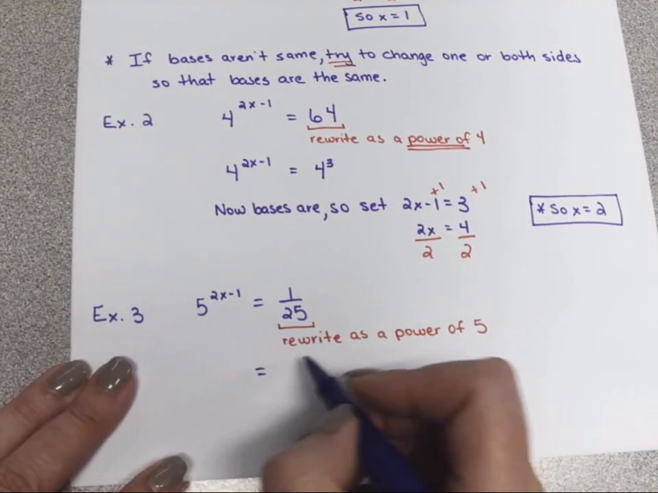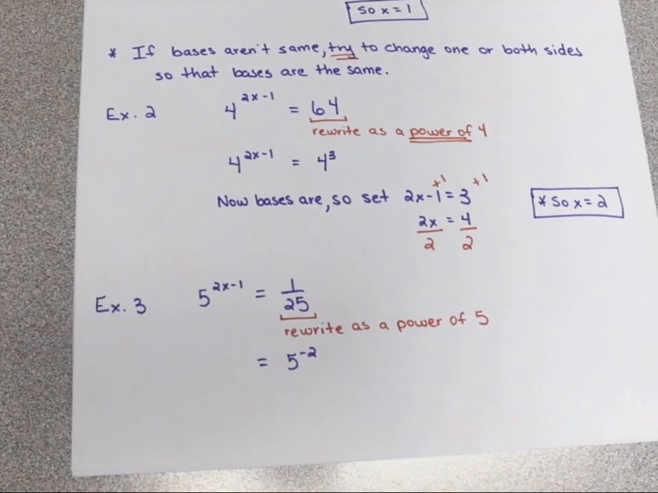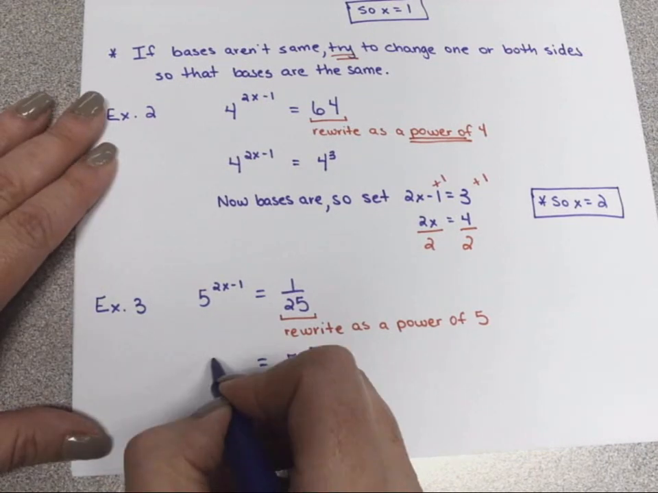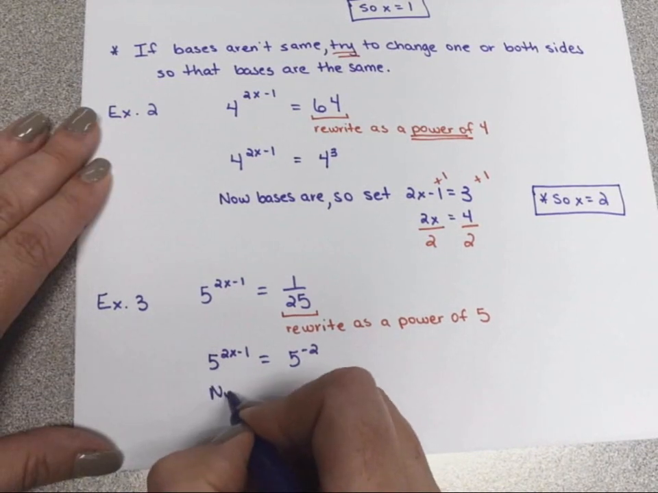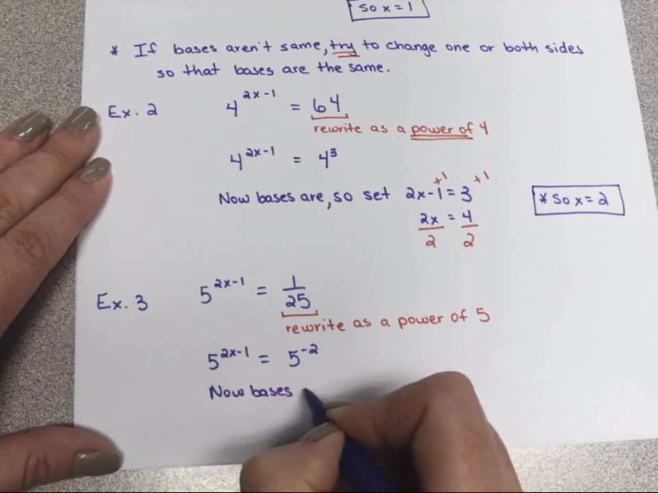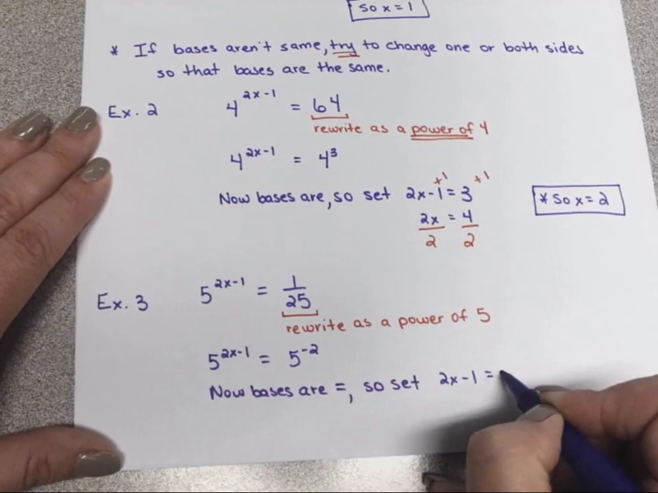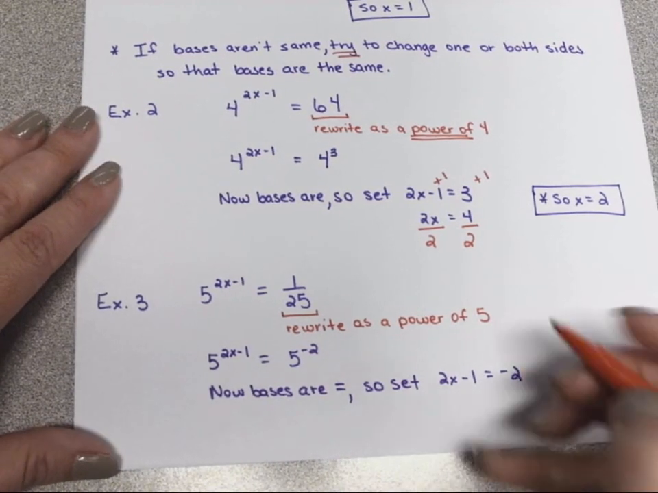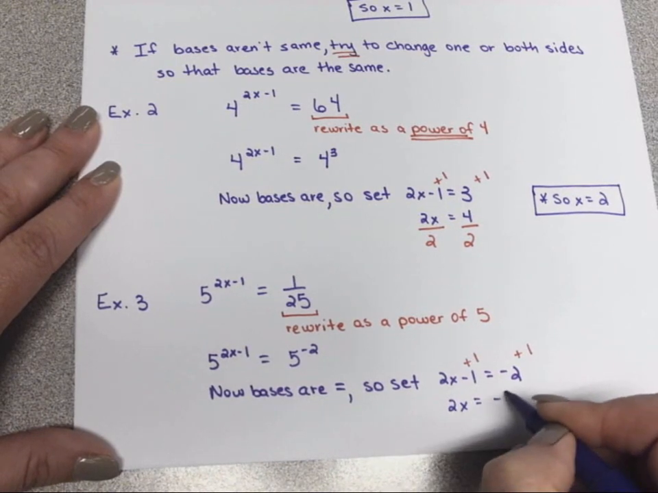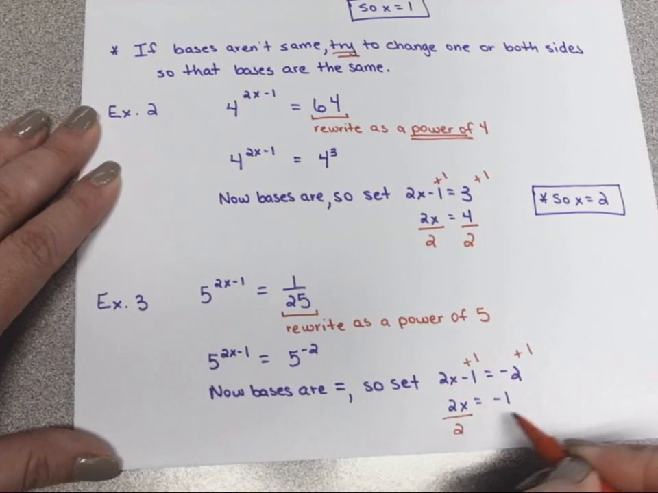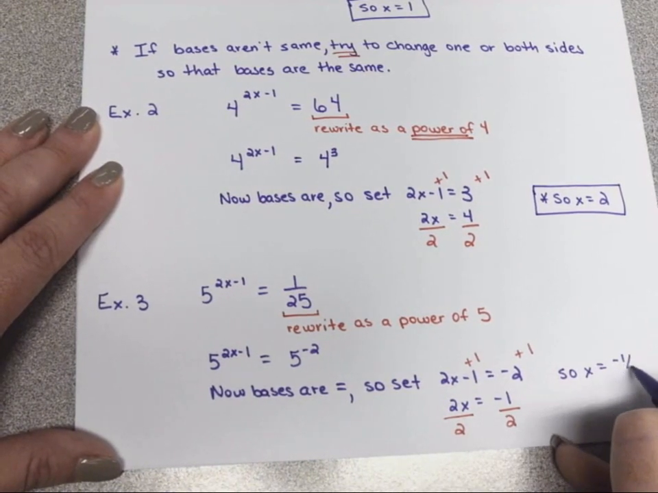So we want to rewrite this as a power of 5. If I want to rewrite 1 over 25, it's just going to be 5 to the negative 2. Regular old 25 would have been 5 squared, but because it's a fraction, it's negative powers. Notice again, the left-hand side I don't really mess with. Now the bases are equal. So I can set 2x minus 1 equal to negative 2, and just be wary of your signs. We'll add 1 to both sides and get 2x equals negative 1. Then we'll divide both sides by 2, so we end up getting that x is negative 1/2.